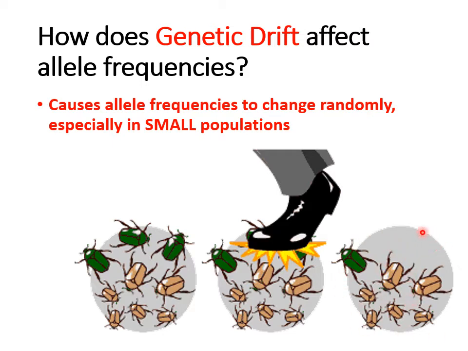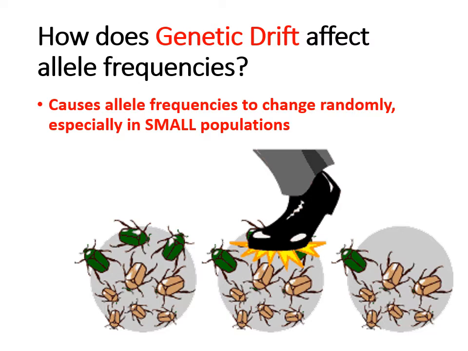You've now seen a dramatic decrease in green beetles, not because they were more fit to survive, or had any benefit by being green. No, it was randomly a whole bunch of them got wiped out. So it didn't matter whether they were better fit to survive or less fit to survive. It just happened at that location, something knocked them out or wiped them out. So whenever you hear luck or random change and small population, think genetic drift.